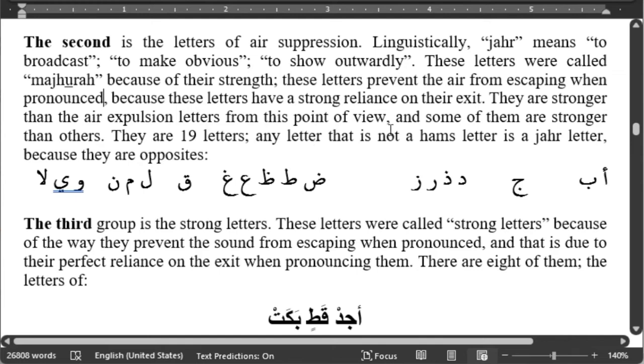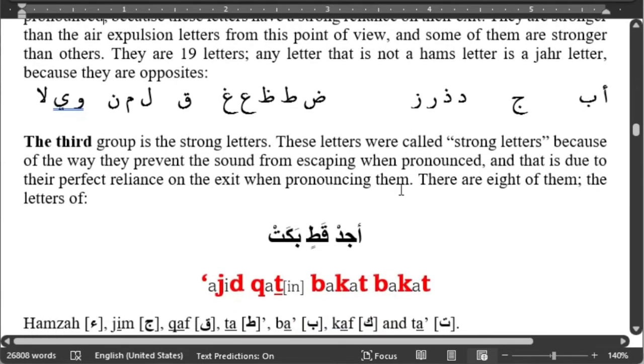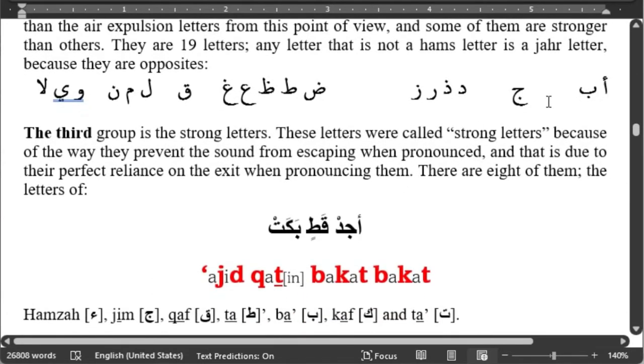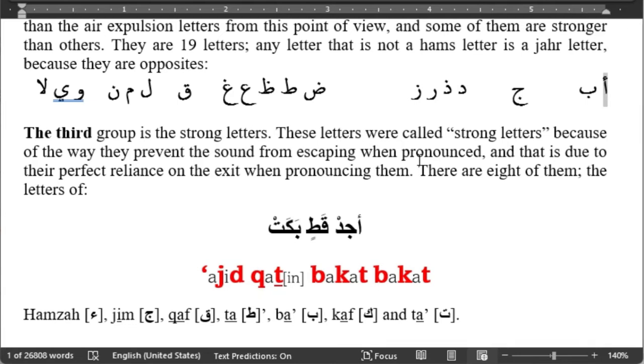Any letter that is not a hams letter is a jahr letter because they are opposites. So it's the remaining letters as you see here. What's left? Hamza, Ba, Jim, Dal, Dhal, Ra, Zay, Dad, Ta, Dha, Ain, Ghain, Qaf, Lam, Mim, Nun, Waw, Ya, and Alif. So these letters, they stop the air. So you say, for example, Bas. There's no air getting through. That's Ba, Hamza, Sin.